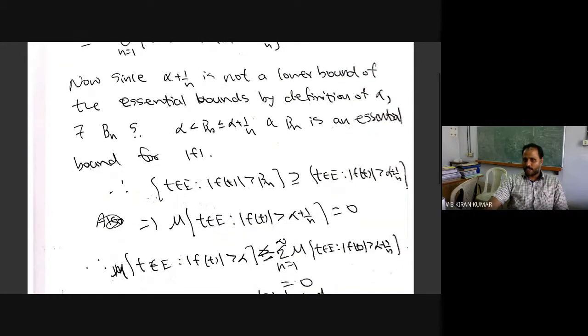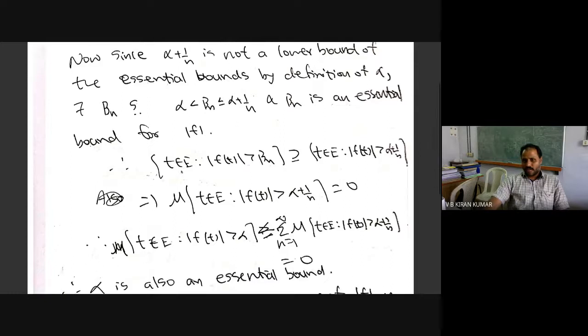So you will find a beta n between alpha and alpha plus 1 by n, but beta n is an essential bound for mod f. And also you have this inclusion: the set of t such that mod f(t) is greater than beta n always contains the set of t such that mod f(t) is greater than alpha plus 1 by n, because alpha plus 1 by n is bigger than beta n. So this has a lesser chance to happen. So this inclusion is there.